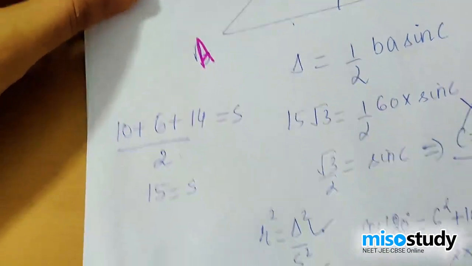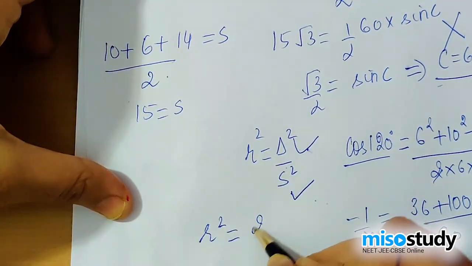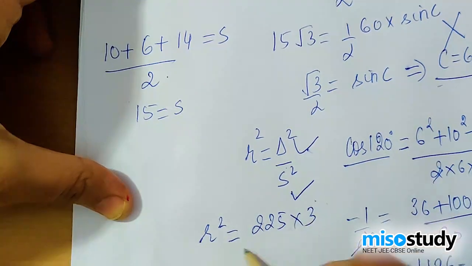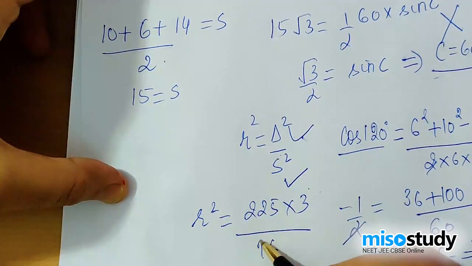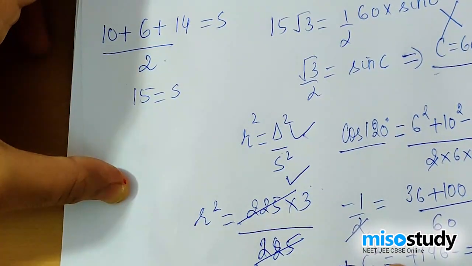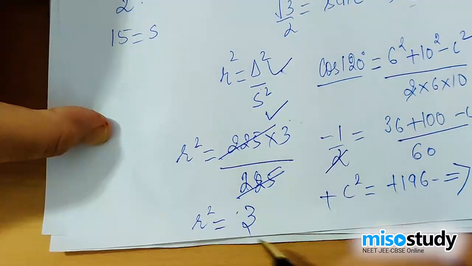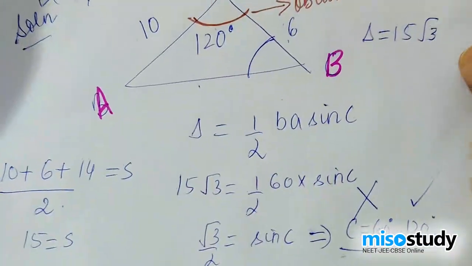So therefore I can just put the values of s and delta to find out what r square is. Delta would be 225 into 3, and s square would be 15 square, that is 225 only. So this gets cancelled, and I have my r square equal to 3. So the correct answer to this particular question is nothing but 3. I hope you are very clear with this question.